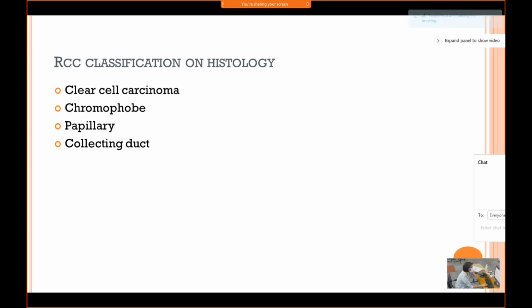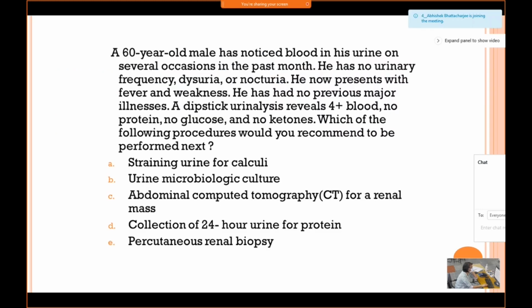And the classification of renal cell carcinoma in practical viva is extremely important. You have to know what are the types of RCC based on histology. And that is basically the thing about RCC. This is a question which I think you have gone through.